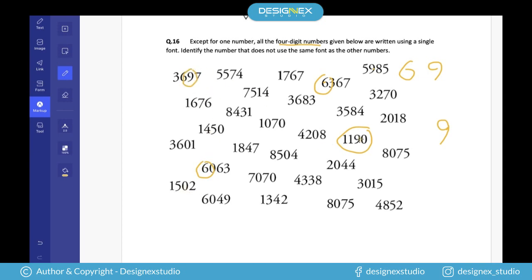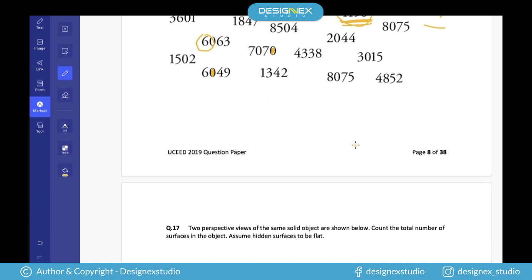But in this one, the 9 is joined, so 1990, because in all the others 0 is common, the counter here. The circle in between is called the counter. The counter is similar, and 1 is also similar, the serif is similar. So only the 9 was a little bit odd. So 1990 would be the answer.